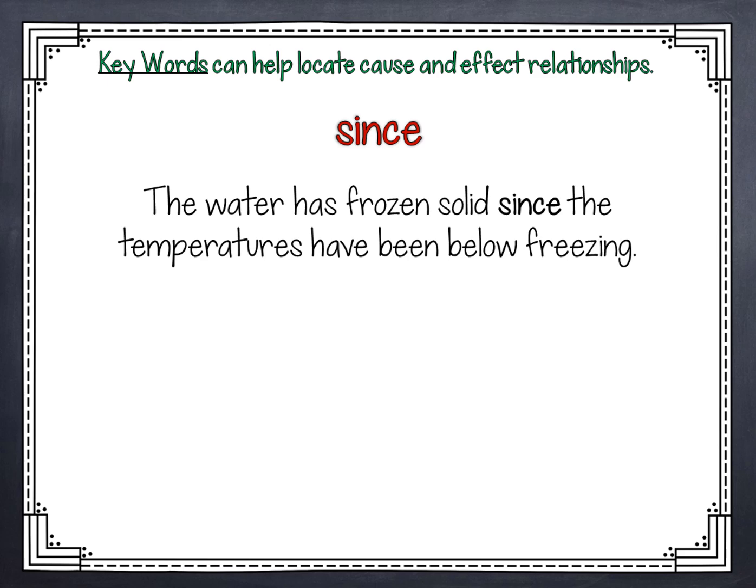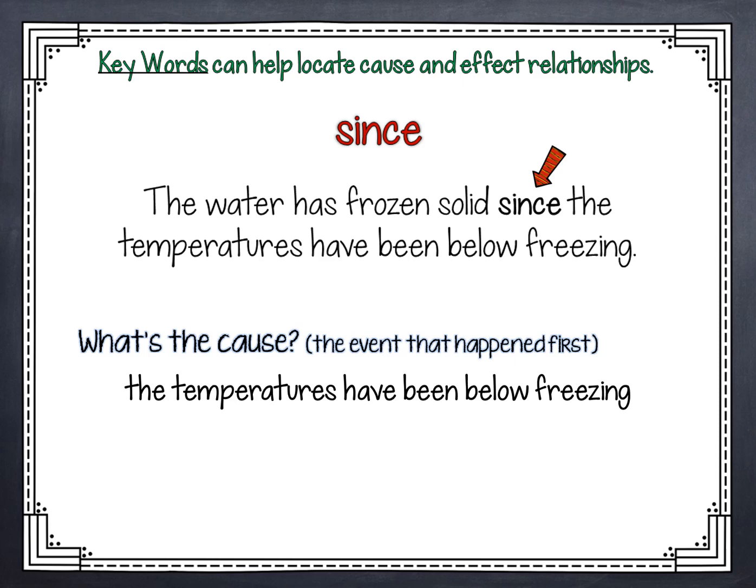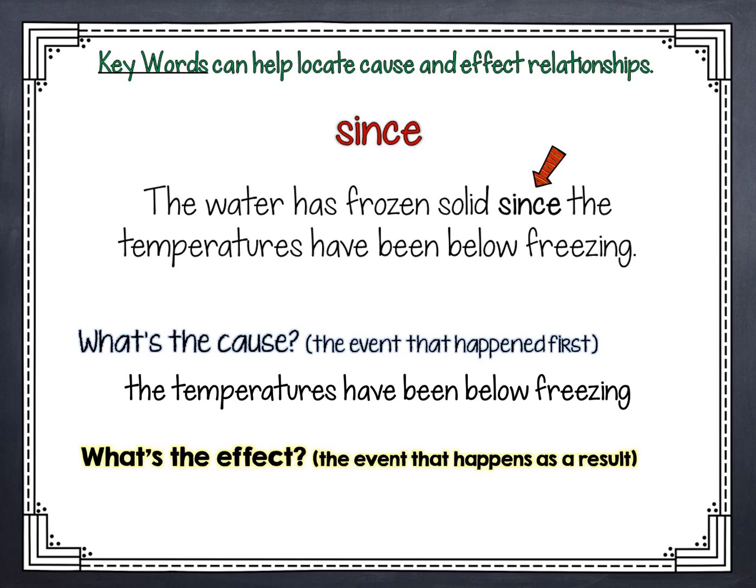Since is another key word. The water has frozen solid since the temperatures have been below freezing. What's the cause? The event that happened first? The temperatures have been below freezing. And the effect? The event that happened as a result. Right, the water has frozen solid.